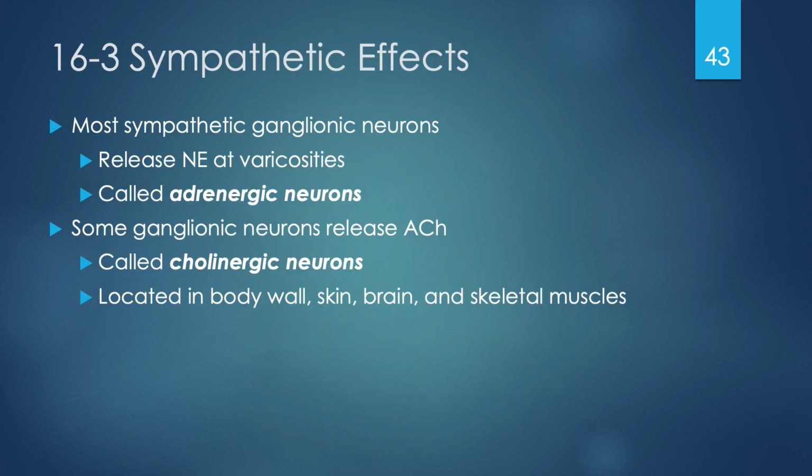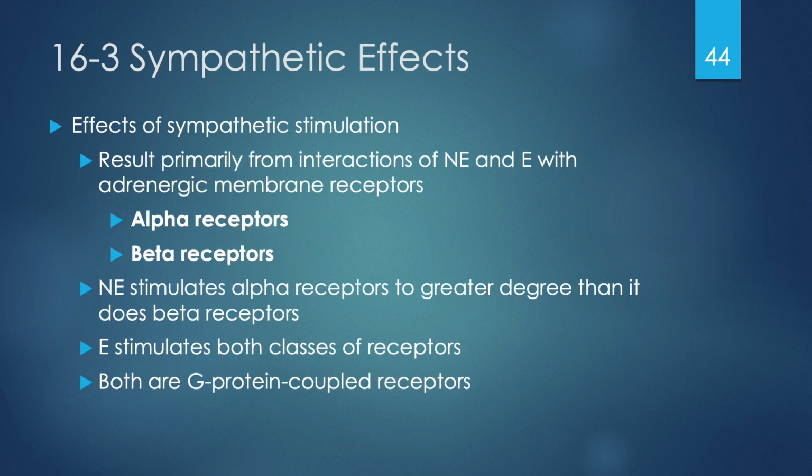Most of the sympathetic ganglionic neurons are going to release norepinephrine, abbreviated NE, at those varicosities. So these are called adrenergic neurons. Now there are also some ganglionic neurons that are going to release acetylcholine, so they're called cholinergic neurons. These are located in various places throughout the body wall, in our skin, our brain, and also in our skeletal muscles. The sympathetic nervous system is stimulated primarily from the interactions of norepinephrine and epinephrine with the adrenergic membrane receptors. These can be broken down into alpha receptors and beta receptors, which we're going to discuss a little bit more in the next two slides.